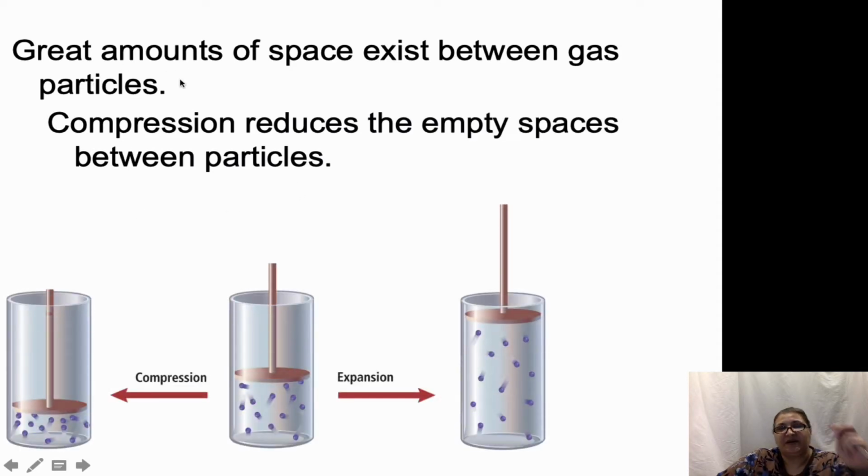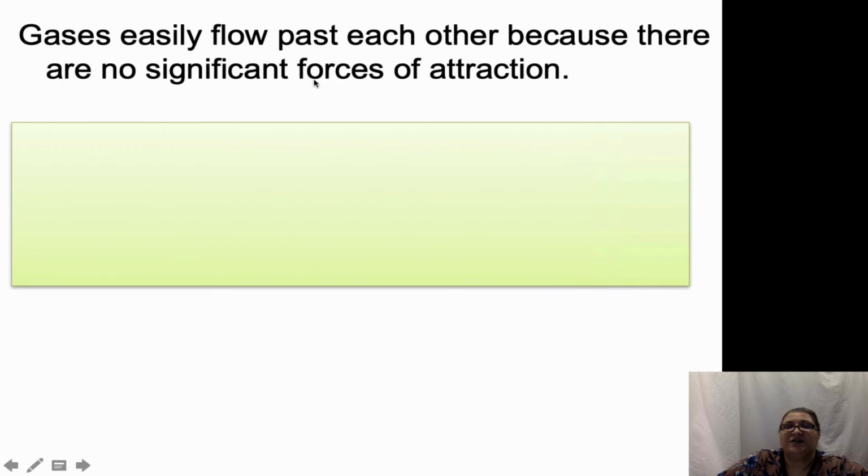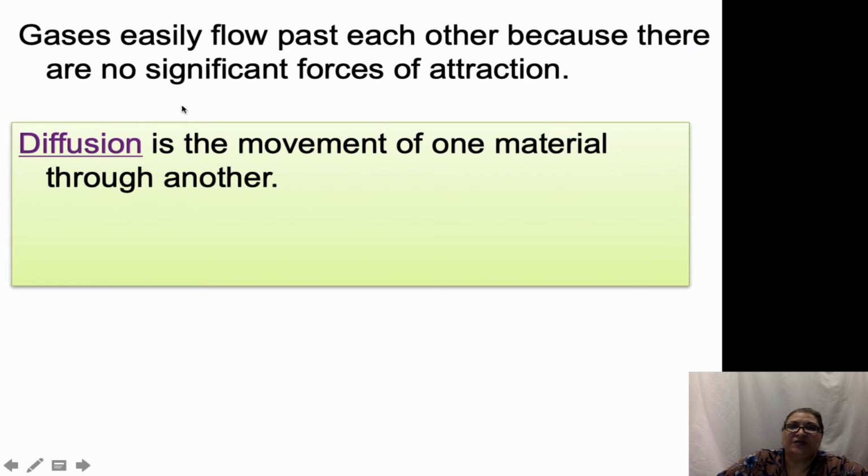Because gases have a lot of empty space between them, they're able to compress and expand a lot more easily. Think of a balloon: when you compress it, it's because of a lot of empty space inside. Now, gases also flow past each other. There are no significant forces of attraction, so they're able to diffuse.